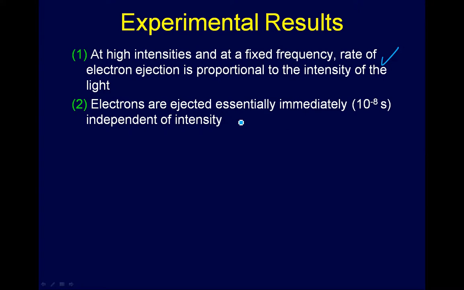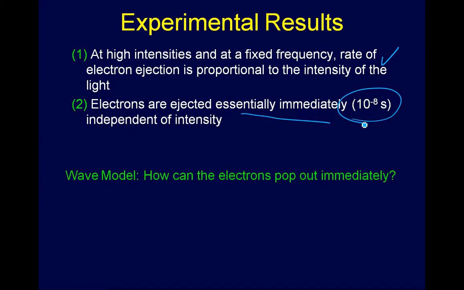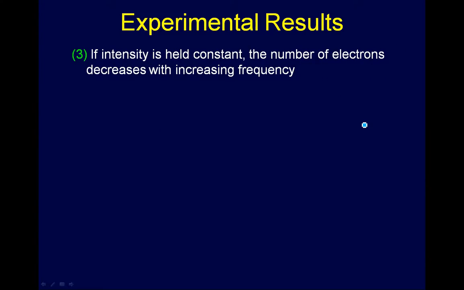Electrons are ejected essentially immediately, about 10 to the negative 8 seconds, independent of the intensity. So with the wave model, how can the electrons pop out immediately, right? Even if you send a really low intensity wave, in the model it would have taken some time for the electron to jump out. Like the example we just did, it would have taken 3 seconds. Well, here, no matter what intensity wave you send, if electrons come out, they come out almost immediately.